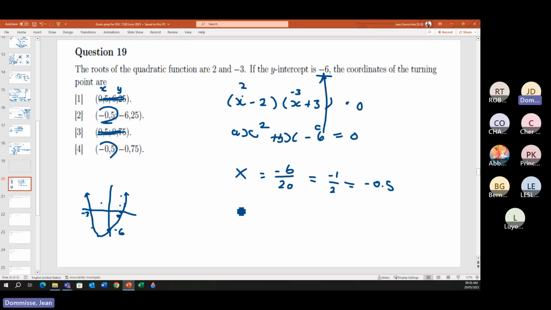And then just to make sure what y is, we put it into the formula back. So minus 0.5 to the power of 2 plus minus 0.5 minus 6, and that will then give you minus 6.25, which is that option 2.